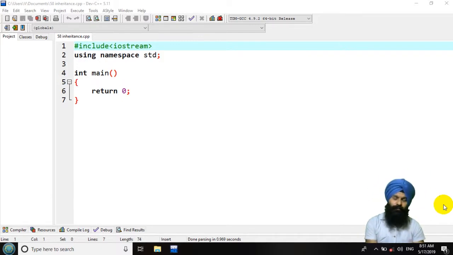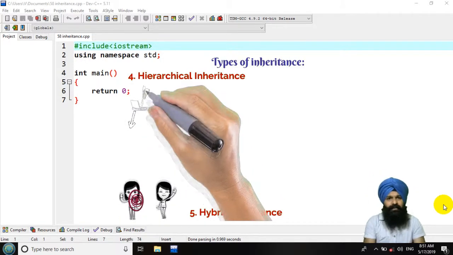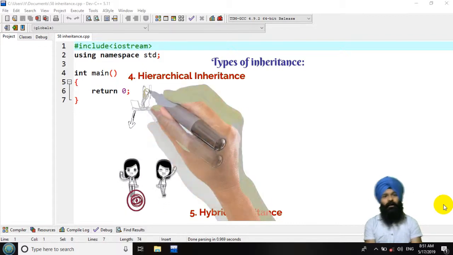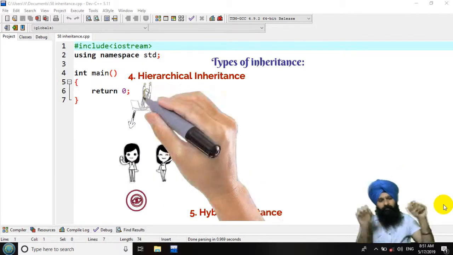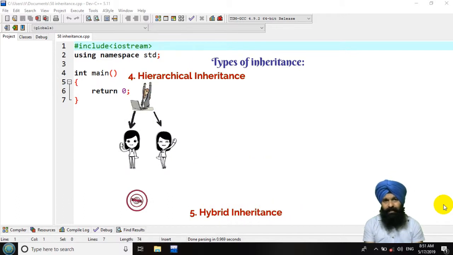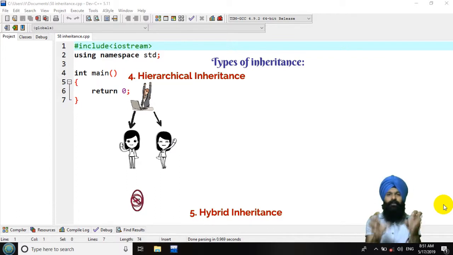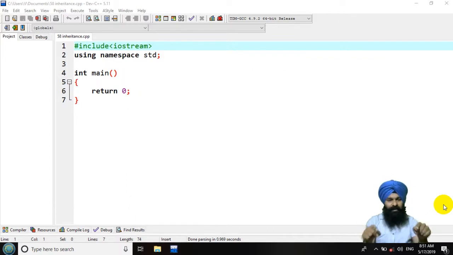Now the fourth type of inheritance is hierarchical inheritance. In a hierarchical structure, just like any organization has some hierarchy in which one is the boss and the rest are the subordinates, in that particular case we have one parent class or source class, and we have two derived classes. So that kind of inheritance is known as hierarchical inheritance.